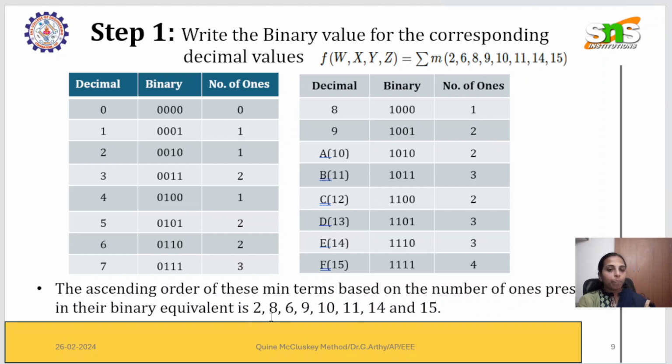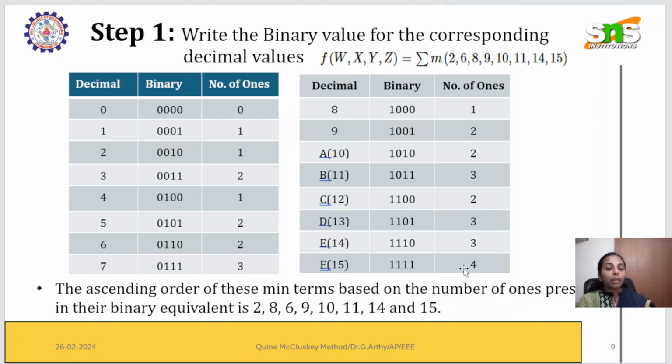So 2, 8. Then coming to the next minterm, 6 is the next one. The number of ones in 6 is 2. Then 9 has number of ones 2. Then 10 has number of ones 2. Then 11 and 14: 11 has number of ones 3, 14 has number of ones 3, and finally 15 has number of ones 4.